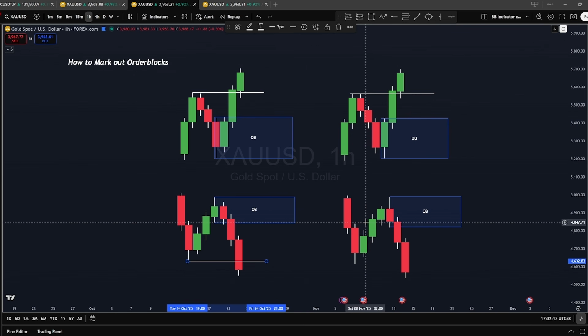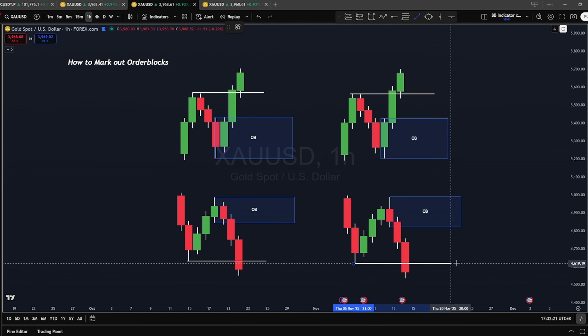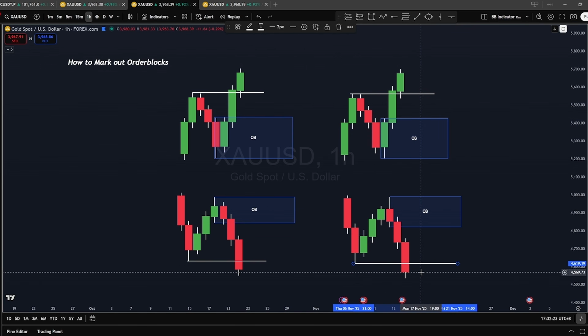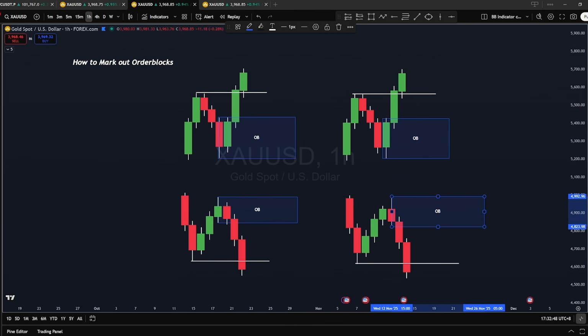Let's say the market here creates a lower high, lower low, and breaks past this level here, which is needed before you create your order block. Then this candle here, which is a bearish candle that has created the highest point in price, this is how I'm going to mark the order block, by identifying this candle and marking it out.